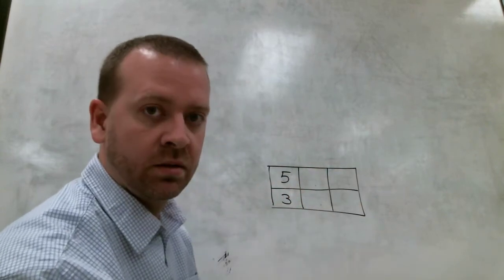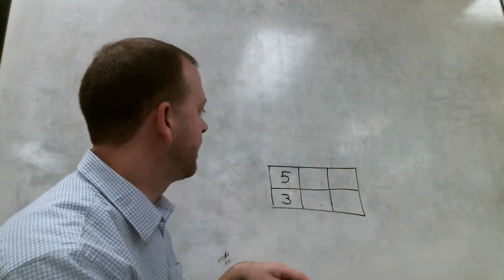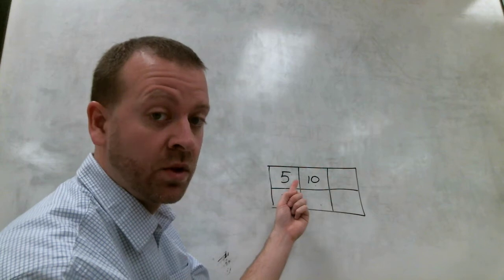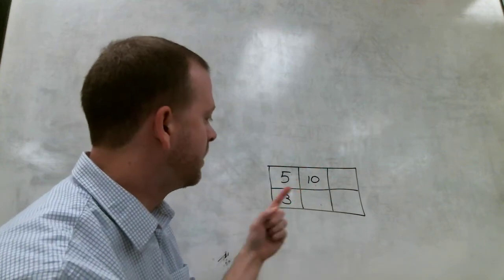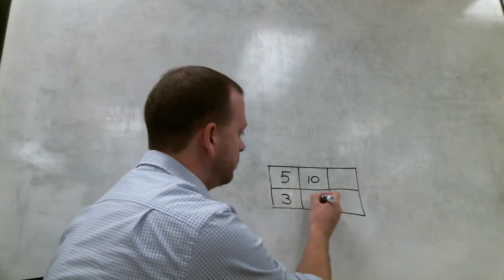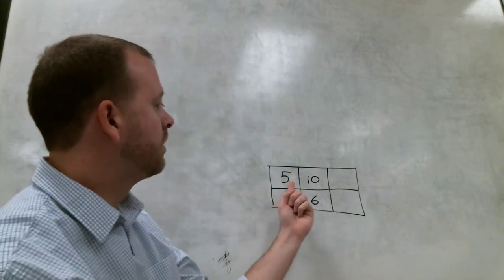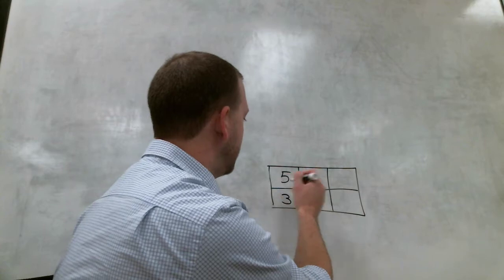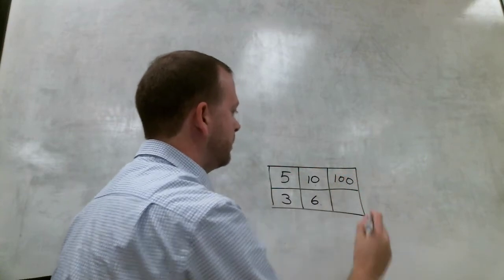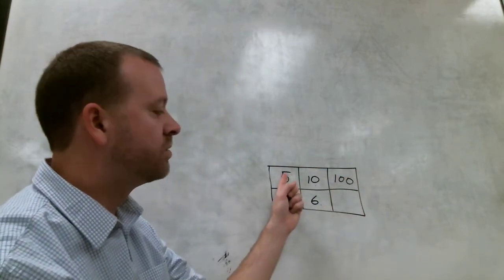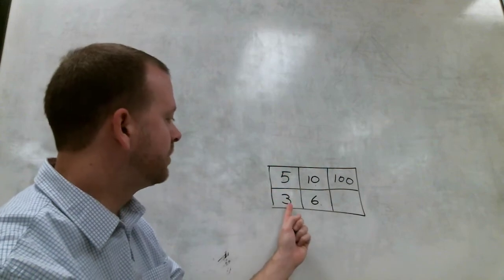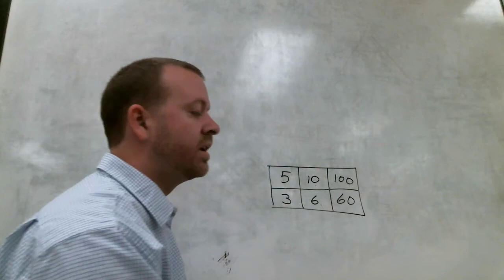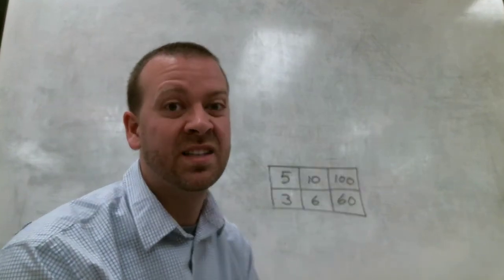So I could even start up here. So let's say I want to multiply 5 times 2 to give me 10 for the next one. But whatever I did to that, which was multiply 5 times 2 to get this, I've got to do to this. So 3 times 2, 6. Let's say I want to multiply this one by 20. 5 times 20 is going to give me 100. Okay, whatever I did to this, which was multiply by 20, I have to do to this. So 20 times 3, 60. Still an equivalent ratio, just not simplified.